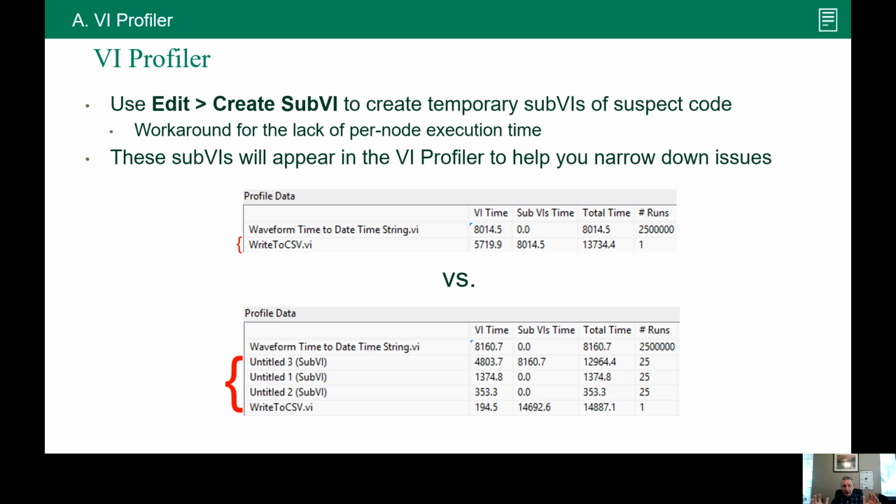So now you can take a block diagram and let's say make a sub-VI here, a sub-VI here, and a sub-VI here. And now those three sub-VIs are going to show up in the profiler. Whereas that VI may have taken 1 second to run, now you've got a sub-VI that takes half a second, and two sub-VIs that both take a quarter second. So now you can narrow down further which parts of that diagram are taking more time to execute.